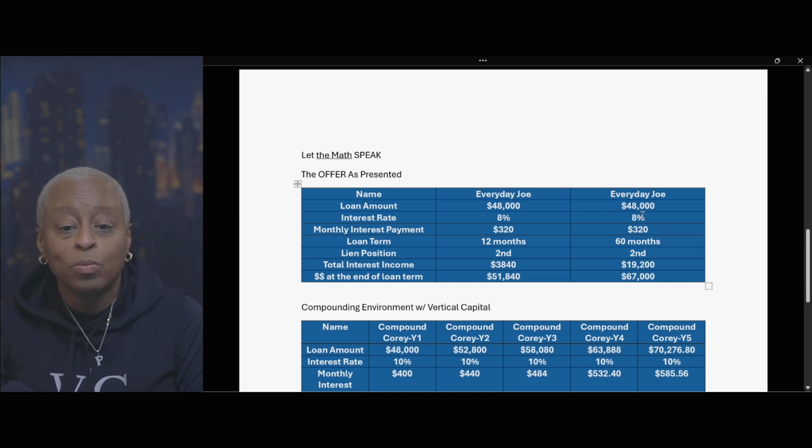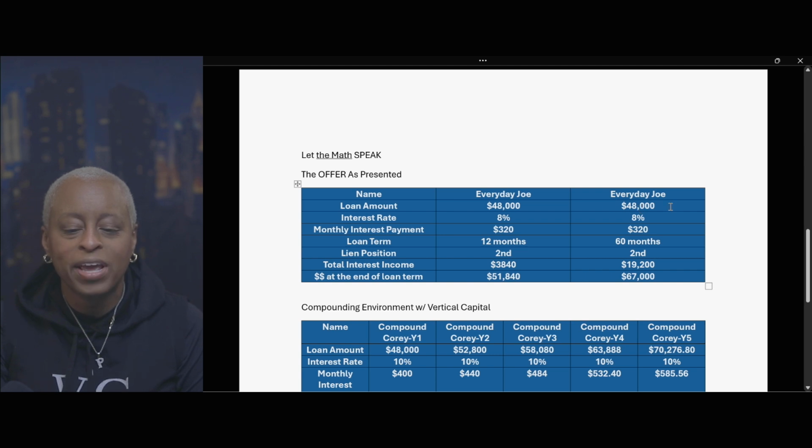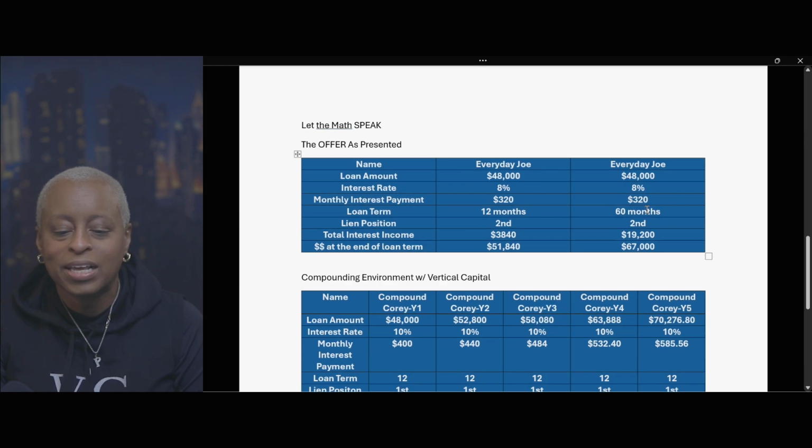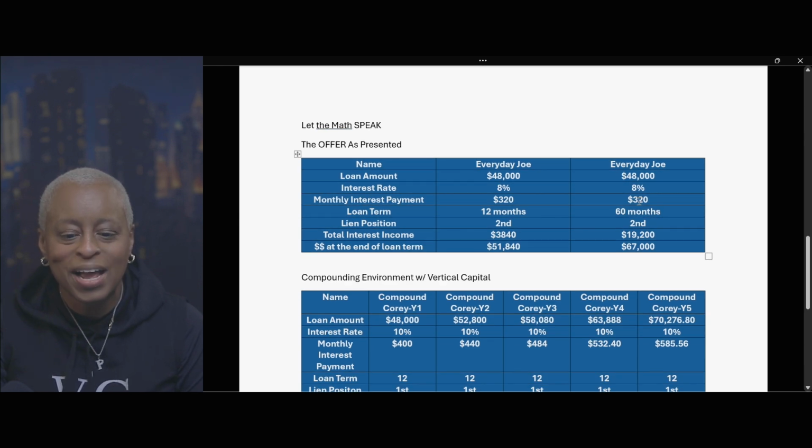The 5 year term is what they're looking for. This is everyday Joe surfing the internet. He's got $48,000 cash. He's got $48,000 in his retirement account, just sitting around doing nothing. The investor is offering you 8% interest. Again, the monthly payment is $320. The loan term is 60 months. That's 5 years. This is the desired loan.